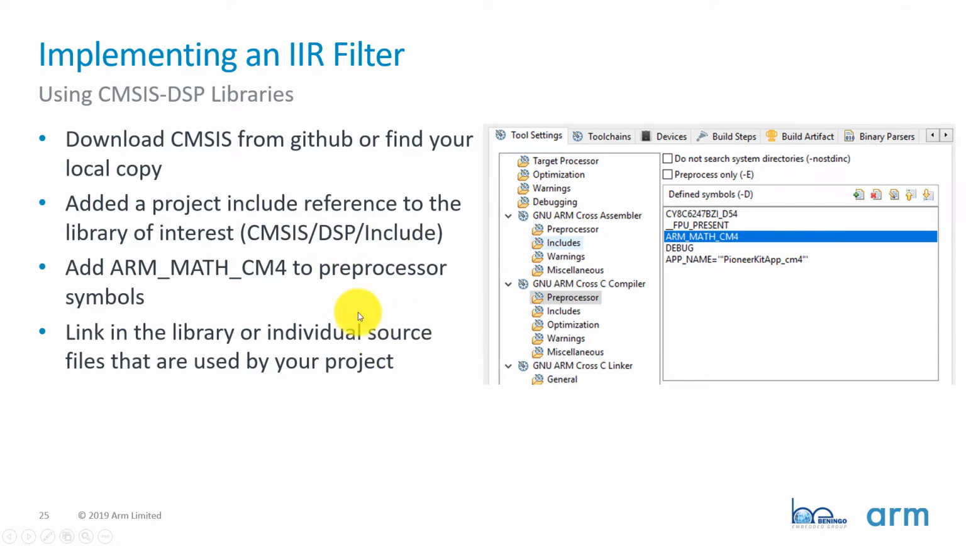Within the Cypress PSoC 6 environment, I also wanted to go into my properties for my project. And when I go under the GNU ARM Cross C compiler under preprocessors, I had to add in ARM_MATH_CM4. This just tells the toolchain that I'm working on a Cortex-M4 processor, and I'm using the ARM math libraries. At that point, I would go into my project and I would add the source files for each of the individual functions I'm using, or I would just grab the precompiled library and add that as a reference. It just depends on whether you want to be able to move through the source easily or not.